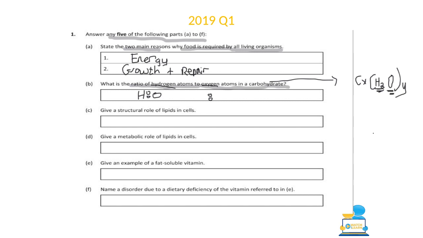So if you think about glucose as an example of a carbohydrate, glucose's chemical formula is C6H12O6. And again, recognize that we've 12 hydrogens compared to 6 oxygens. So we always have twice as many hydrogens as we do oxygens. So our answer there would be 2:1, putting the hydrogen first.